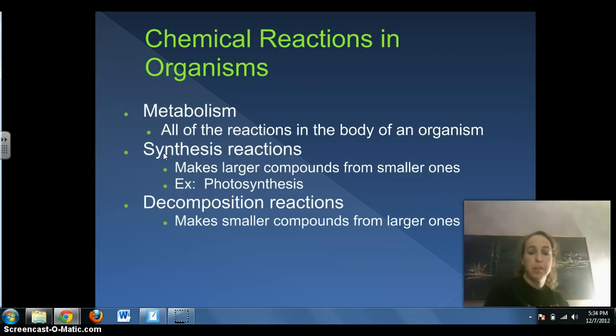They make smaller compounds from larger ones. So you start off with a big compound and you get small ones. Cellular respiration is an example of that. Cellular respiration is when you take our food and break it down and release carbon dioxide and water, and then the most important thing is energy. So those are the 2 main ways we classify reactions in biology: either synthesis, where you're making something, or decomposition, where you're breaking it down.